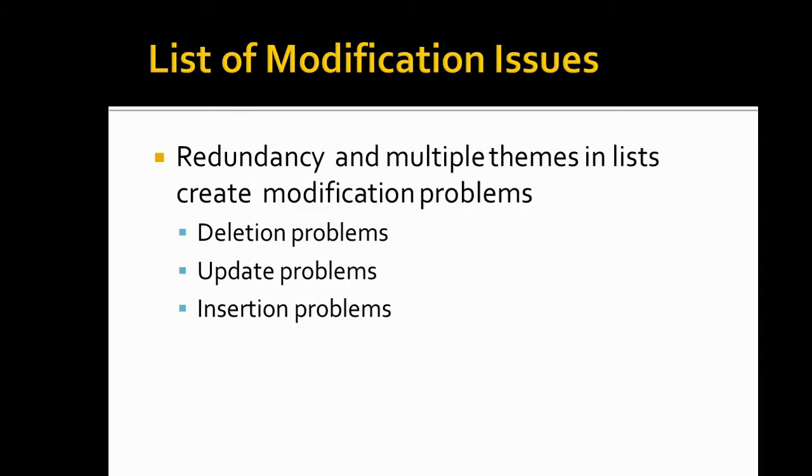List modification issues. Redundancy and multiple themes in lists create modification problems. These are what we call the deletion problem, update problem, and insertion problem, or in databases sometimes we call them the deletion anomaly, update anomaly, and insertion anomaly.